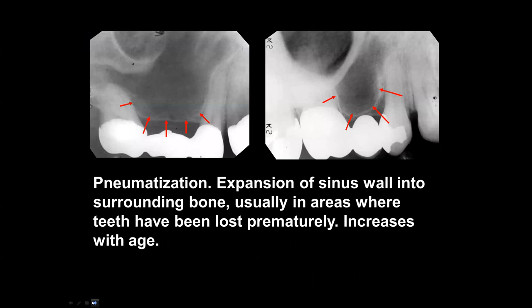This radiograph shows pneumatization of the maxillary sinus, that is, the expansion of the sinus wall into the surrounding bone, usually seen in areas where the teeth have been lost prematurely. And usually the pneumatization of the maxillary sinus increases with age.